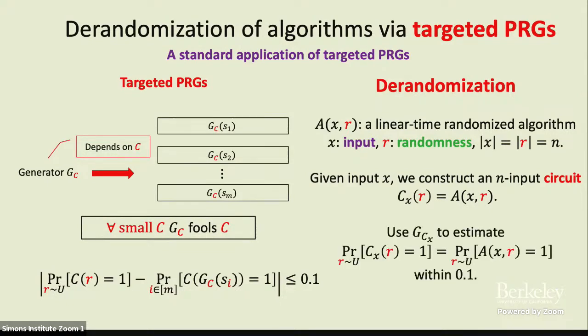Then almost by definition, you just apply G on this new circuit C sub x, and then you can enumerate all possible seeds from S1 to Sm, assuming m is polynomial, and you get what you want. You can decide whether to accept or not by looking at this estimate. Pretty easy, right? So the bottom line is that if you have this targeted PRG, you can show P equals BPP. Okay.